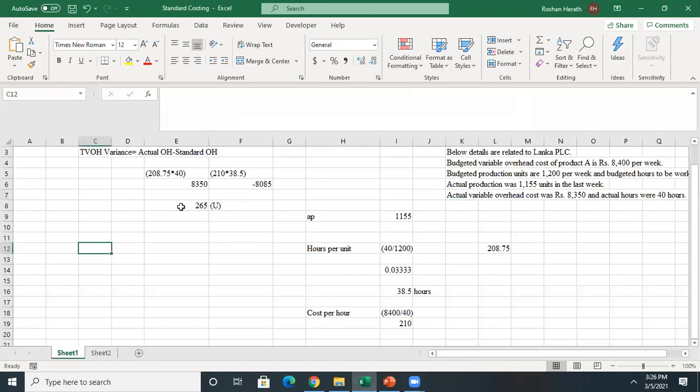Now let us take these subvariances. Total variable overhead expenditure variance.